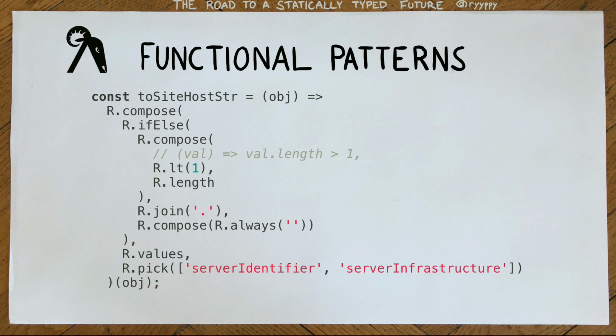First of all, compose reads from the bottom to the top. And second of all, we just use these names. We just say, for instance, we put in an object, so we call this whole function chain. We pick out 2 attributes, which are server identifier and server infrastructure, so we get a new object out with these 2 attributes, which will be piped into the values function, which is then just getting the values out of this in an array, and then there is an if-else constellation. So you get the idea.